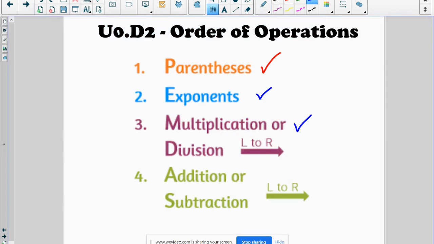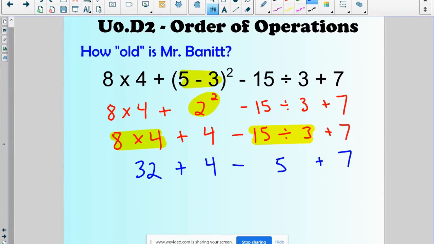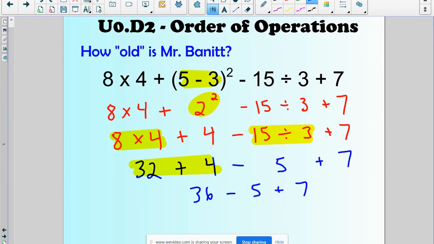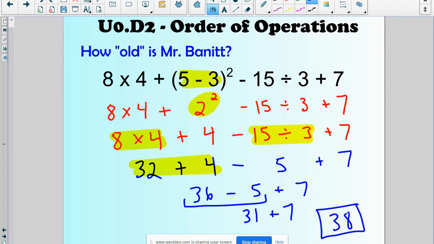Finally, we are to the last step of adding and subtracting, but remember, it's not add first, it's go left to right. So we want to start on the far left, and we do the 32 plus 4 first. So 32 plus 4 is 36. Then we can do the 36 minus 5, because again, left to right. 36 minus 5 is 31. And 31 plus 7 is 38. That's right. Oh, I'm almost 40. I'm getting really old. So yeah, I am 38, and that is the correct answer. Hopefully that's what you got.